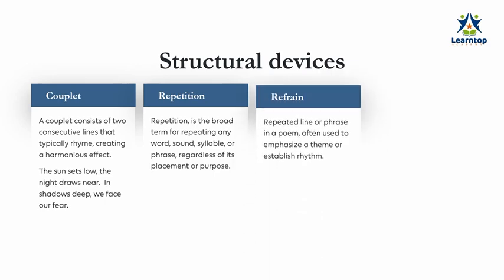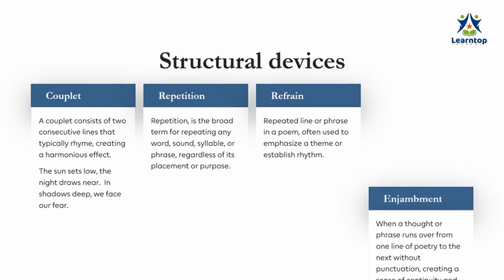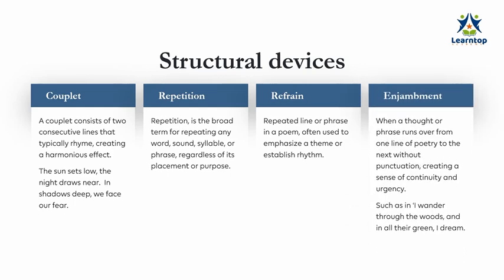The next, refrain, is again repetitive lines or phrases in a poem, which is used to emphasize a theme and establish a rhyme. The repetition can resonate deeply with readers and enhance the emotional weight of the piece. The next one, enjambment. When a line runs over from one line of the poetry to the next without any punctuation at the end of the line, such lines are examples of enjambment.